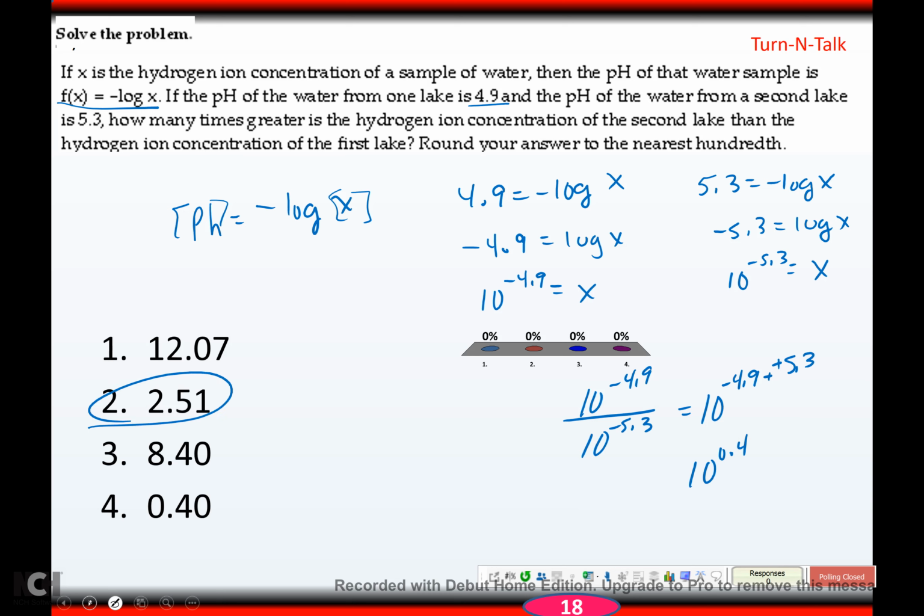2.51188, and so on. Whoops, what did I do?